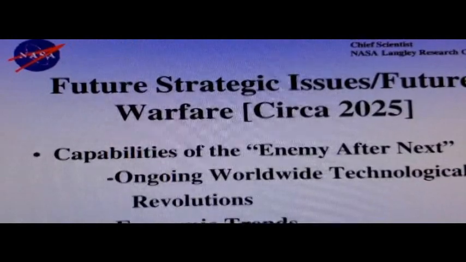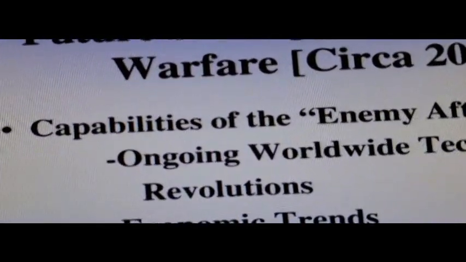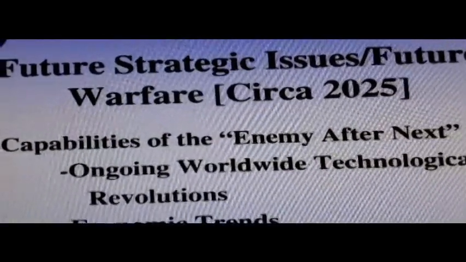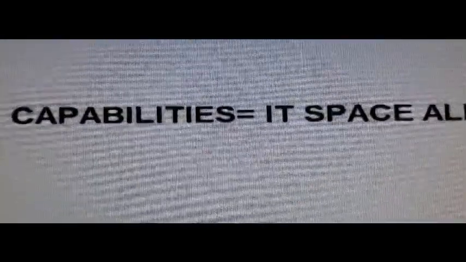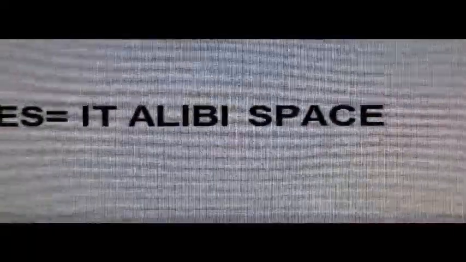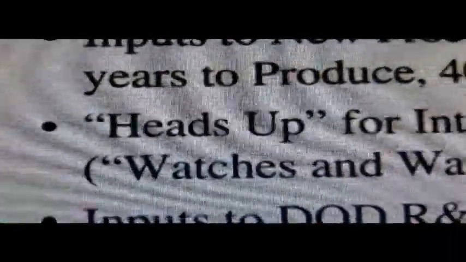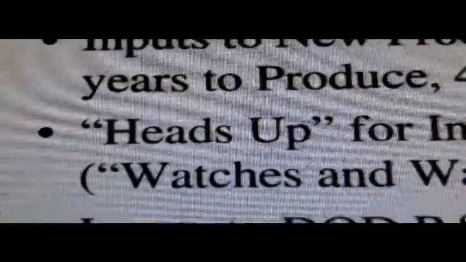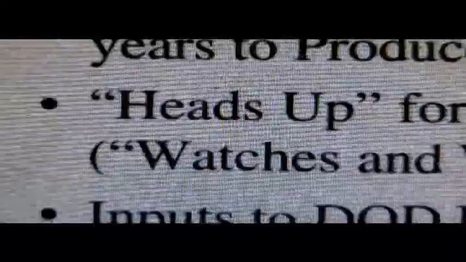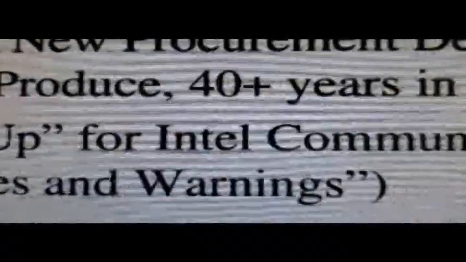Oh yeah, you guys, I'm sorry, I forgot this again on page 1. I forgot to look at the word capabilities of the enemy after next. So capabilities could be IT space alibi, like they need to go look in space, or IT alibi is space, when in fact the IT excuse of being in space is to actually look at us. Information technology, spying. So on page 4 here, we've got the heads up for Intel community. So heads up could be ashed up, like burnt up, or a pushed. We're a pushed community. Do you feel it?